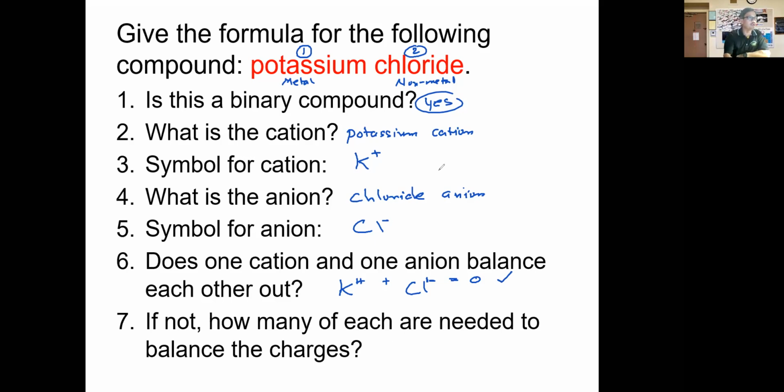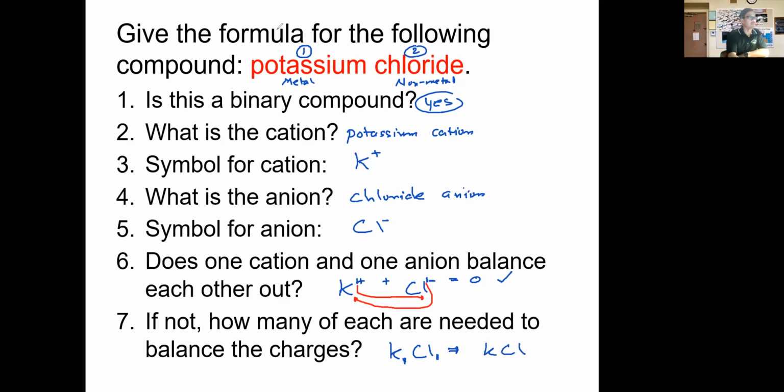Now, what you could have done, and this is the crisscross method that I was referring to, which I'll be doing later, is take the charge here and move it down here. Take that 1 and move it down here. So you're not moving the whole charge, you're just moving the number. If you do that, you'll end up with 1 potassium and 1 chloride, which is exactly what we determined up here. So we don't have to write in those ones. Those ones are implied. So the formula for potassium chloride is going to be KCl.